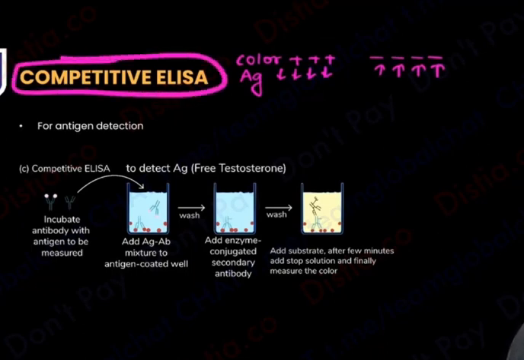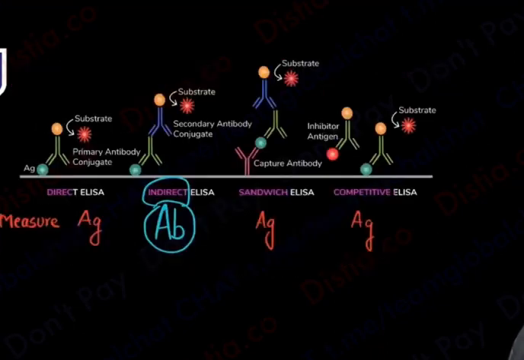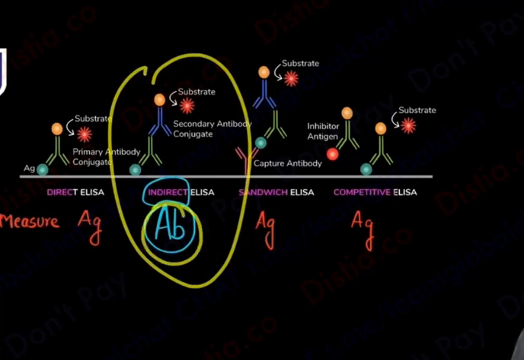So now, when we do a final summary, didn't I tell you direct, sandwich, competitive? In everything, if you remember, the more color you get, the more is the antigen. More the color you get, more is the antigen. But in competition, it is opposite. More the color you get, less is the antigen. And what were you doing in indirect? You were testing for antibody.